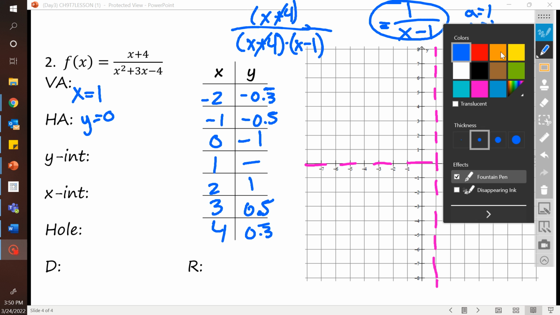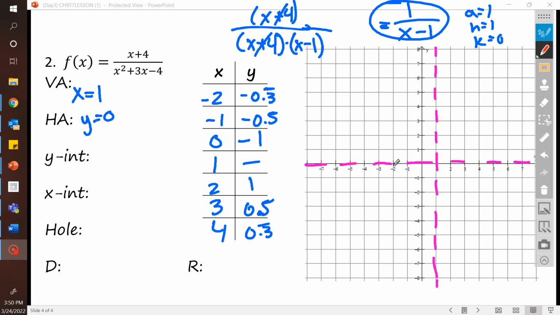Okay, and then I'm just going to plot these points on my graph. -2, -1/3 right here, and right here. And then on the other side, 2, 1, 3, 1/2, and 4, 1/3. Okay, so something like this. My y-intercept, you can find by plugging in 0, which we already did. Plugging in 0 gives you -1, so that's right here.